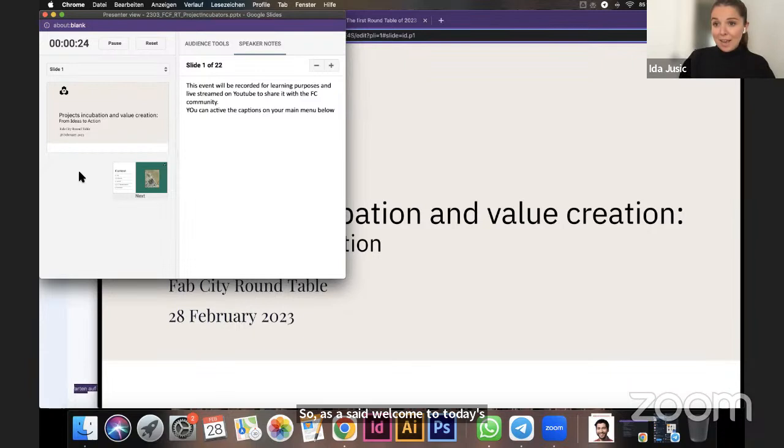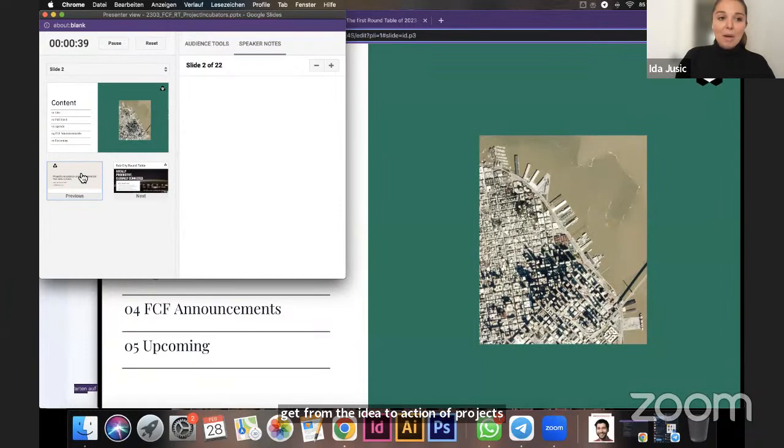Today with the topic, projects incubation and value creation. So basically discussing how it works to get from the idea to action of projects. I will give you a quick overview.